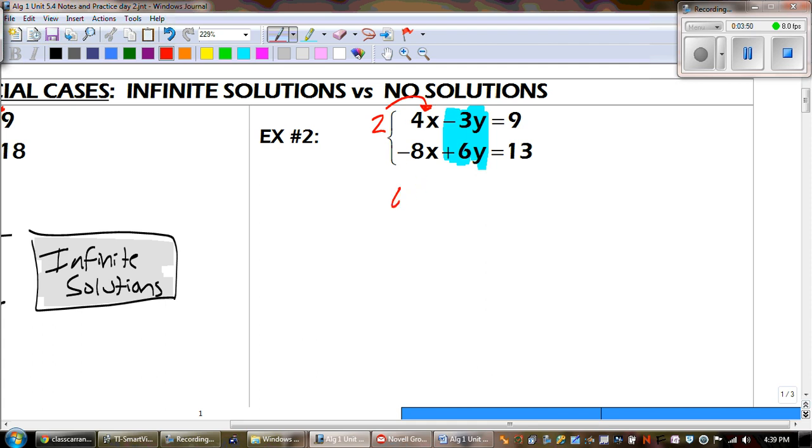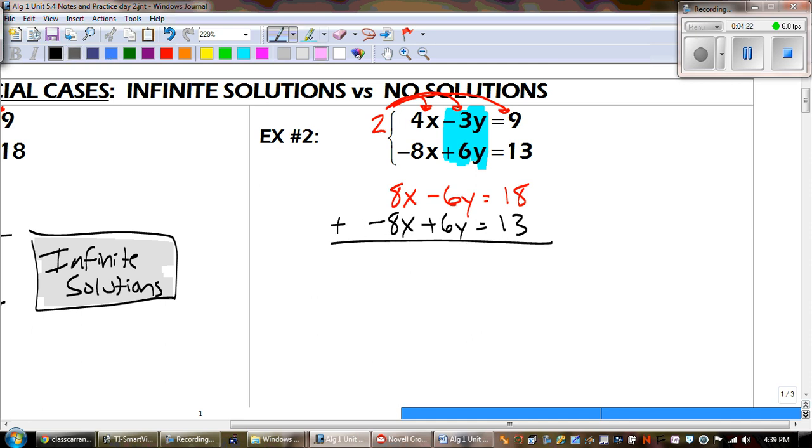So 4 times 2, we get 8x. 4 times -3, we get -6y. And 2 times 9, we get 18. Now, I didn't multiply the bottom equation, so that stays the same. Now, the -6y and the +6y, that's what I wanted to cancel.